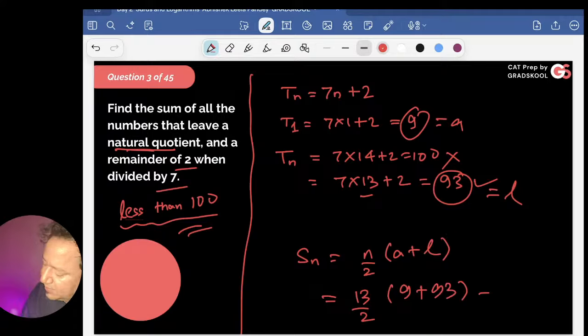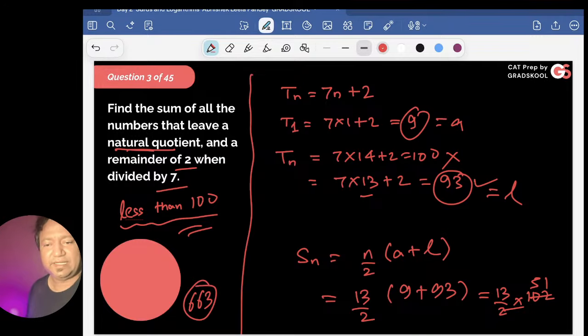Let's solve that. 13 by 2 into 9 plus 93 is 102. 51 is what I get. 13 times 51 is 663. 663 happens to be the correct answer. Cool, right? है ना. Interesting question है, जल्दी फटाफट हो जाएगा ये. Nothing much to worry about here. All right, Vishal, do you understand?